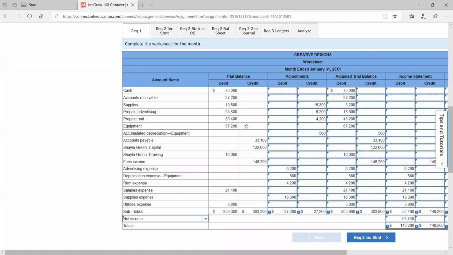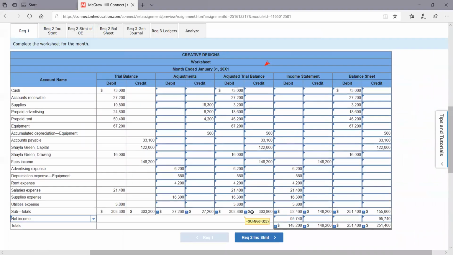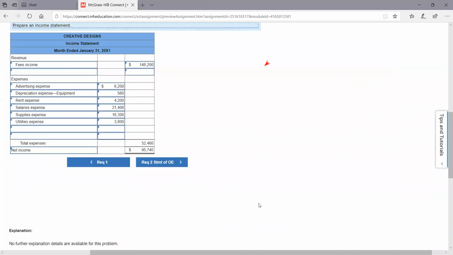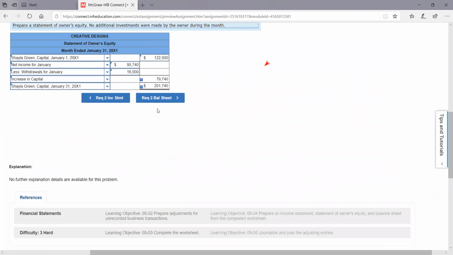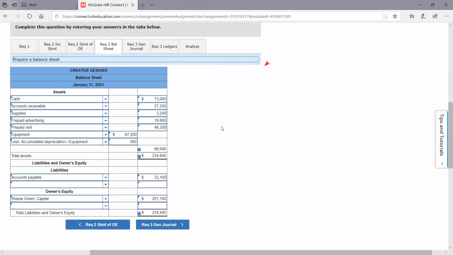All right. So again, once you record those in your adjustment column, you've got these 4 adjustments. And then, of course, update your trial balance. And then let me move this over. At the end, you can see here's your income statement data and your balance sheet data. And then of course, here's your actual income statement, 95,740. Here's your equity statement where they update equity. And then finally, here's your balance sheet where they balance it out.